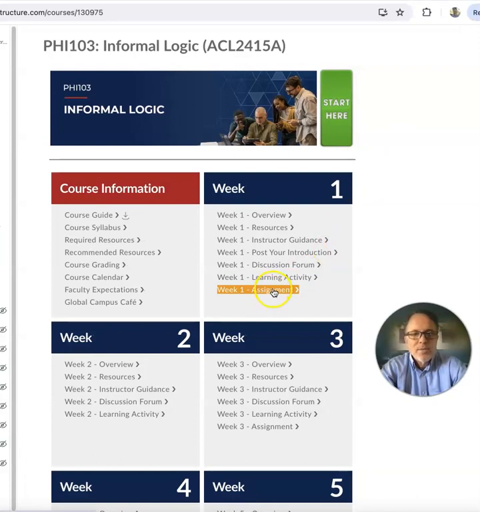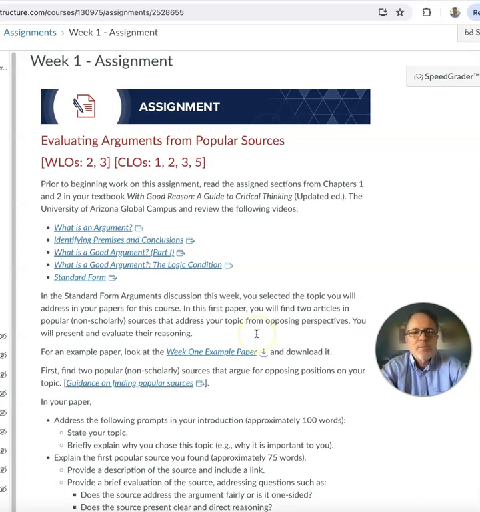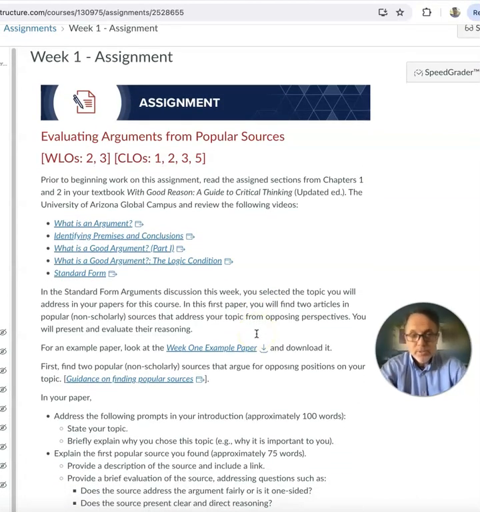Let's take a look at the assignments. The week 1 assignment is about evaluating arguments in popular sources. You're going to start by picking a topic, something that's interesting to you, that's relevant to your career, your major, maybe your local community, or something you'd like to address in your life.